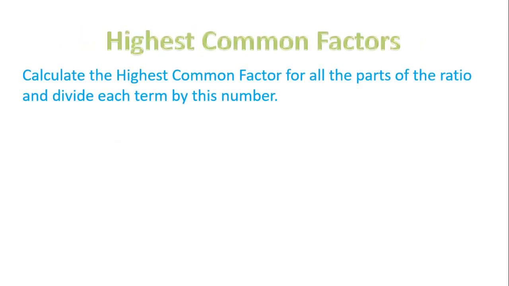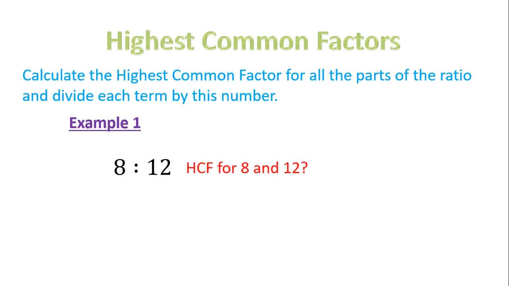The way we do it is to calculate the highest common factor for all the parts of the ratio and divide each term by that number. So let's put that into practice. Here's example 1. We have 8 to 12. Our first step, what is the highest common factor for 8 and 12? Hopefully you can see that the highest common factor is 4. And so we divide 4 into 8 and it goes twice, and 4 into 12 goes 3 times. And so when we simplify 8 to 12, it becomes 2 to 3.